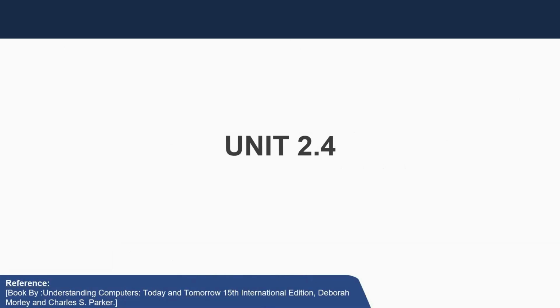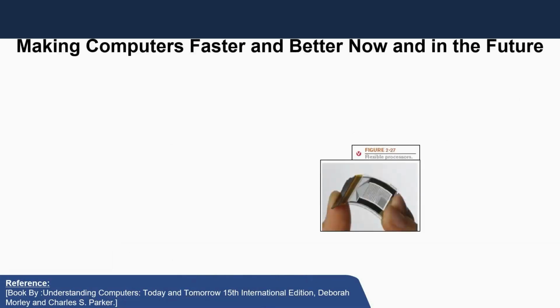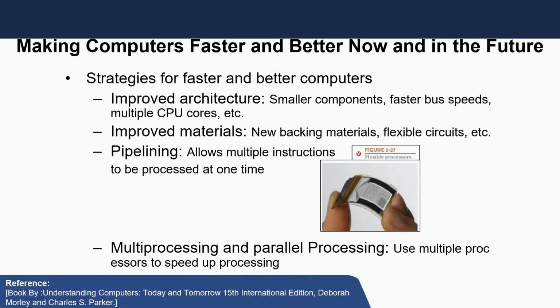Welcome to Unit 2.4. This is the last unit, and it only states how we can make computers faster than we have right now, and what the upcoming future is that scientists are working on. We already know that different types of CPUs at different times have tried to become faster and faster. How can we achieve even faster CPUs?